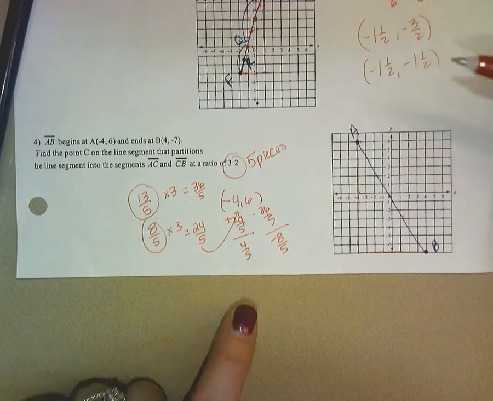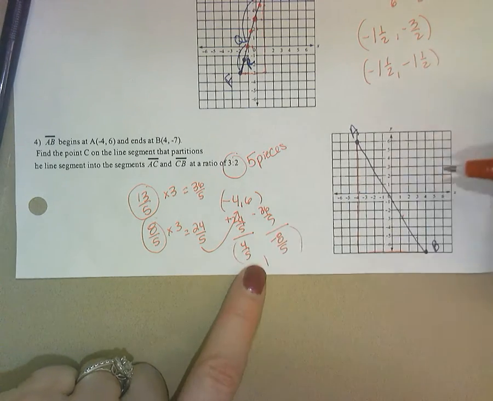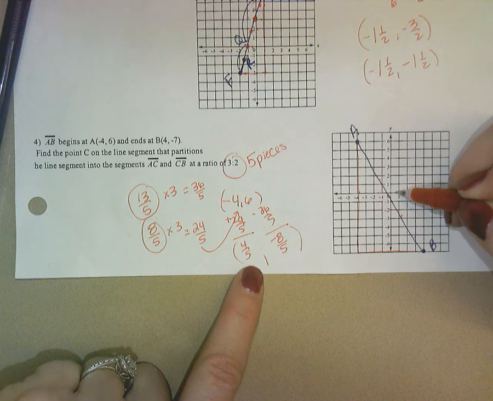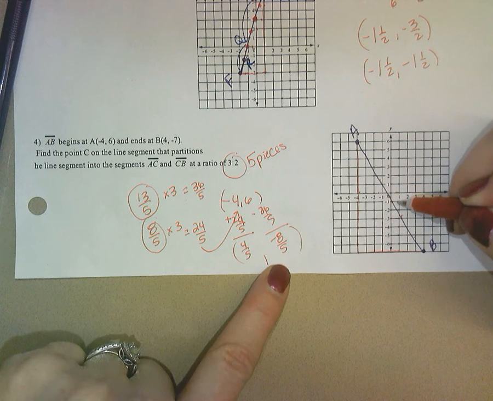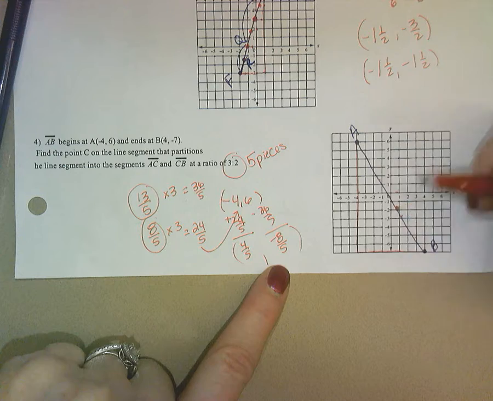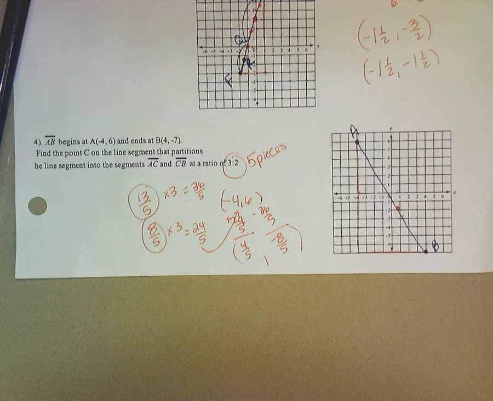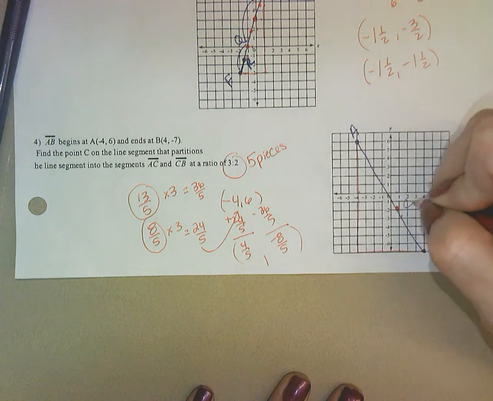Then I can look at where that point is. Here's 4 fifths, it's almost 1. Here's -8 fifths, that's almost 2. It's right here-ish. So that's where point C would be.